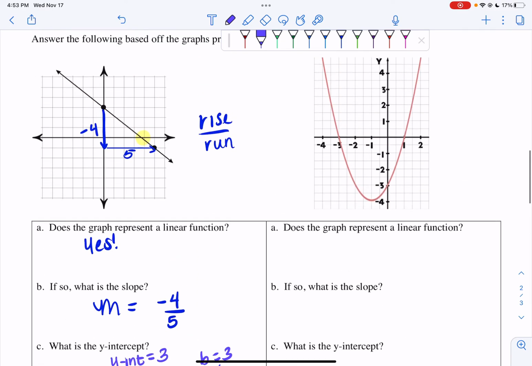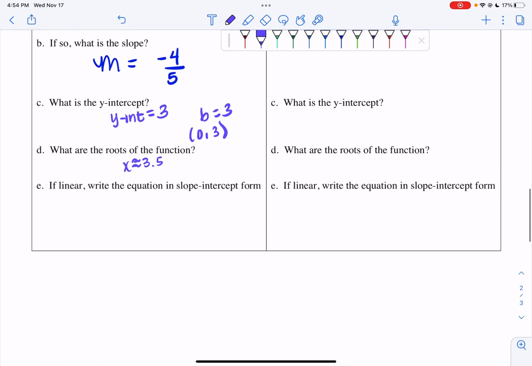So we know our slope, we know our y-intercept, we can put it together. So we know our equation is y equals mx plus b. So we have y equals, our slope is -4/5, and we have x plus our y-intercept of 3. And that's our final answer.